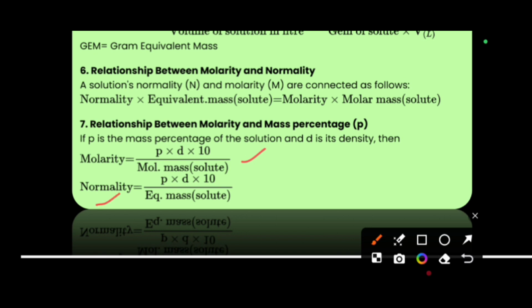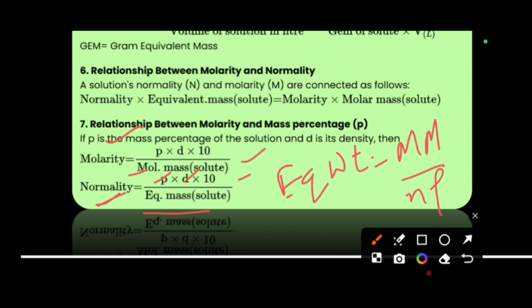In the same way, for normality you can use P into D into 10 divided by equivalent mass. In the case of molarity we use the molar mass, but in the case of normality we use the equivalent mass. And we have already discussed that equivalent mass is equal to molar mass by n factor.